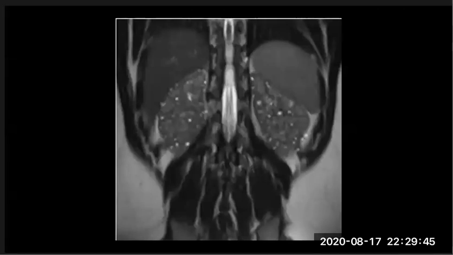Drug-induced. It is caused by drug. You know the drug? Lithium. Lithium, very good. This is lithium nephrotoxicity involving the kidney, and it is multiple tiny cysts.